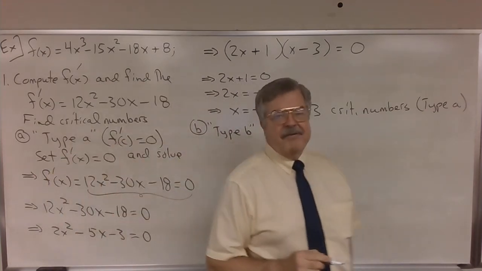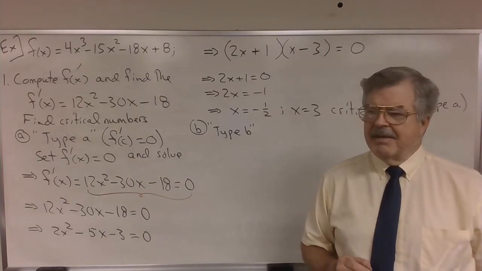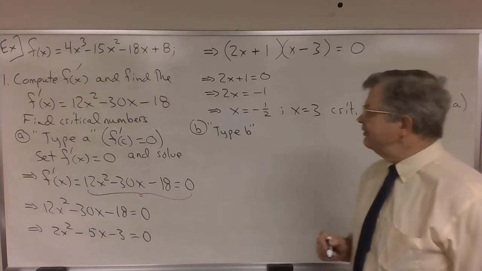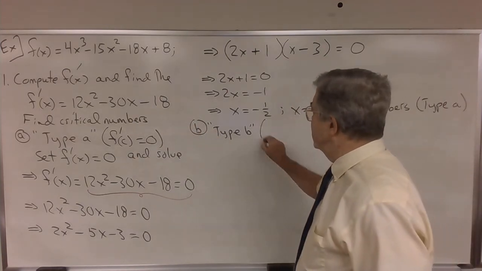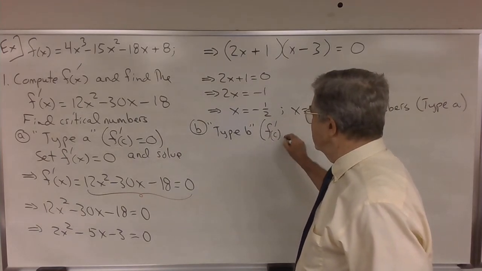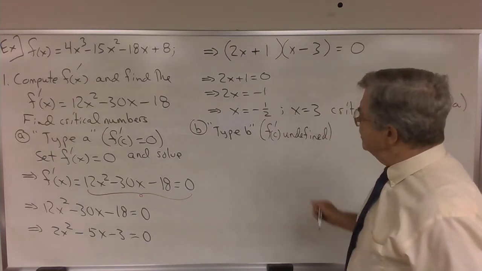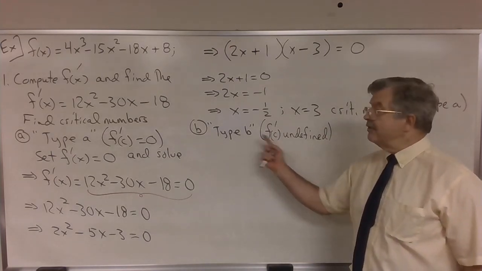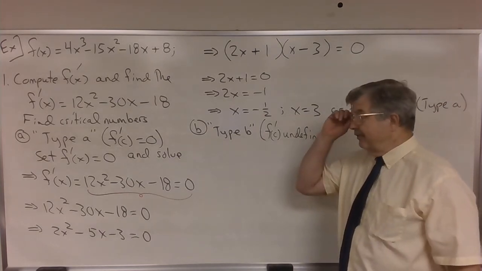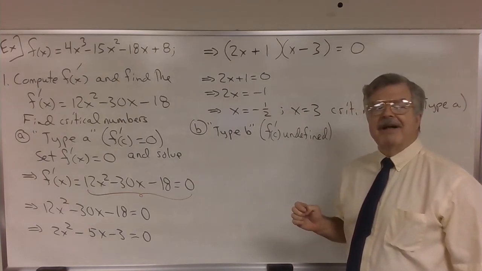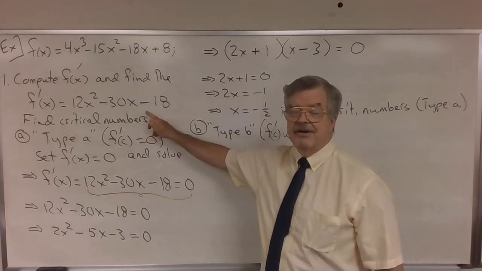And what's the identifying characteristic of a type B critical number? Isn't that a value of x that makes the derivative undefined? And typically when we're looking for a value of x to make the derivative undefined, we're looking for a value of x that causes us to divide by 0 in the derivative.